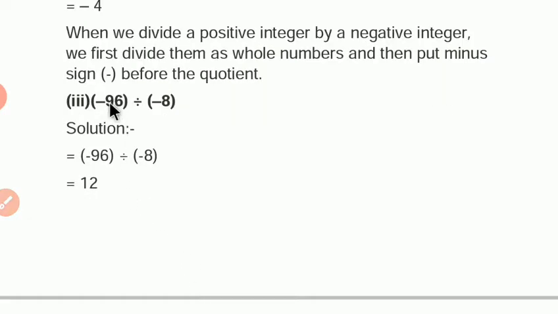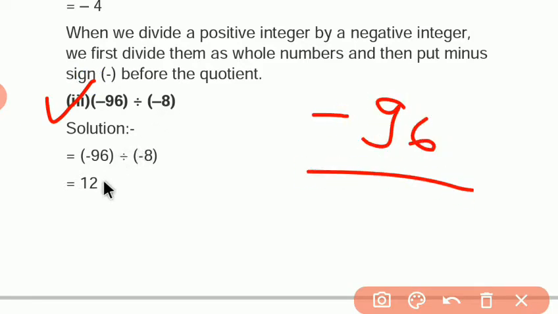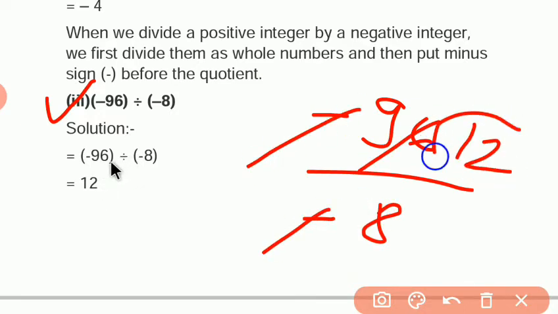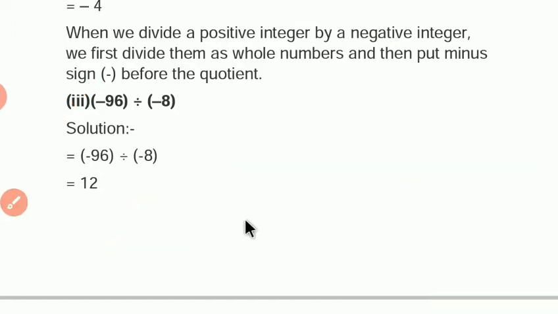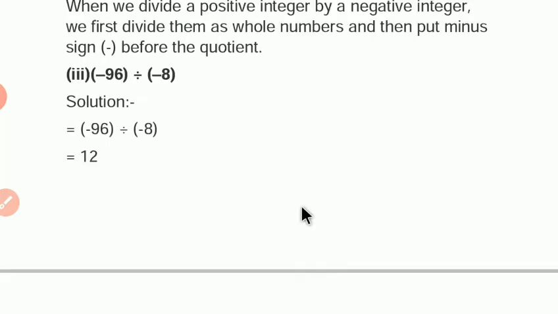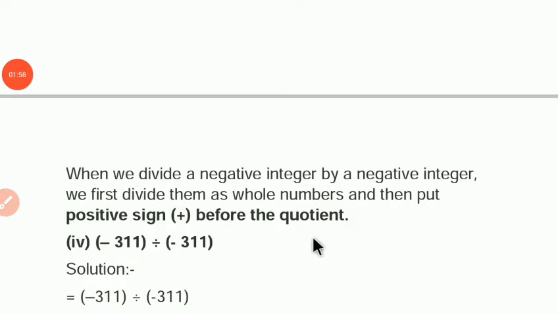Third one, minus 96 divided by minus 8. Then if we divide, so we know that 8 12s are 96 and here both are negative integers. So minus is cancelled by minus. So answer will be plus 12, positive. So when we divide a negative integer by a negative integer, first we'll divide them as whole numbers. It means first we'll divide 96 by 8. After then we'll put positive sign before the quotient.